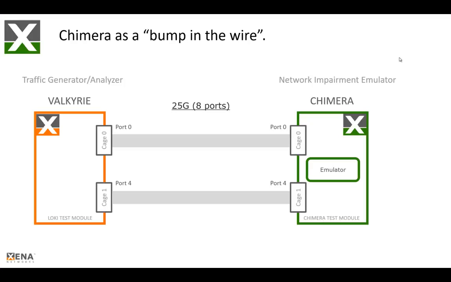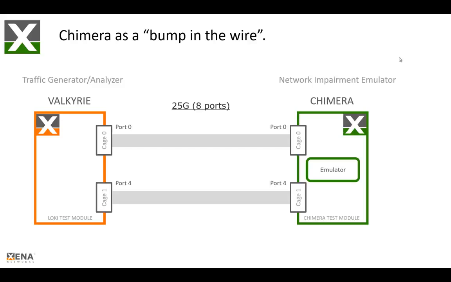As illustrated in this slide, Loki and Chimera are directly connected, so that everything transmitted on Loki port 0 will pass through Chimera port 0 and be forwarded on to Chimera port 4, where it's transmitted back to Loki port 4, with the Chimera effectively acting as a bump in the wire.